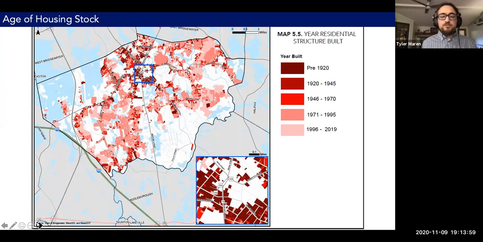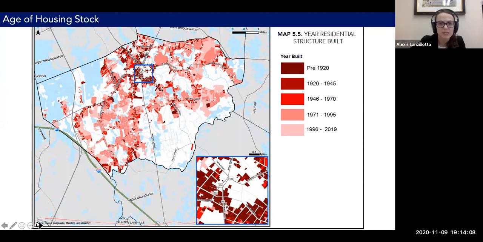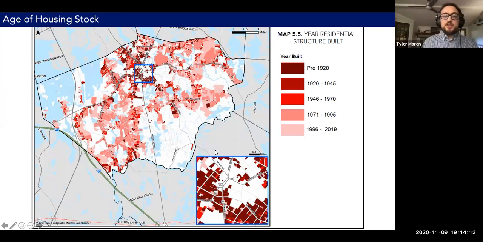This is a map of the year a residential structure was built. I believe this is also from the assessor's database, if I'm not mistaken. Is that right? Yes, yeah. And it was in the housing chapter as well. So yes. And I've repurposed it again because housing, especially in a primarily residential town like Bridgewater, is a big part of the land use story.